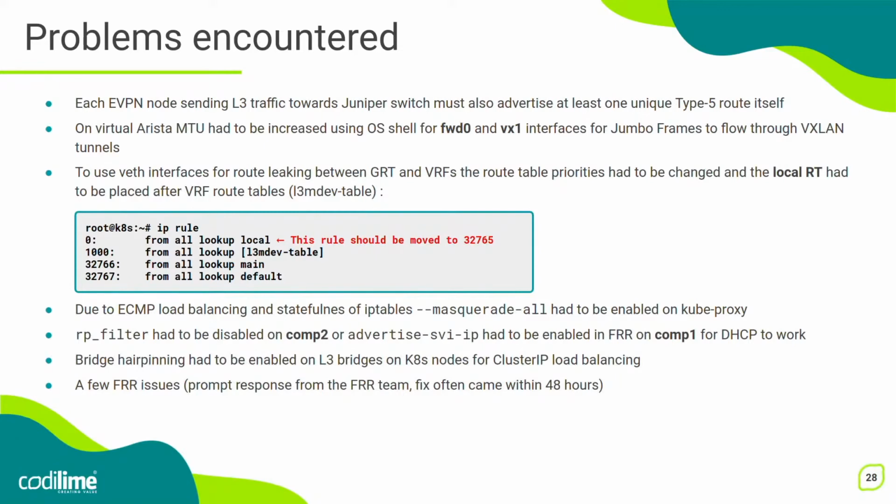When we come to the details, this is understandable and it is easy to explain. However, we have to discover that there is some case of asymmetric routing that is causing packets to be dropped. Bridge hairpinning has to be enabled on layer 3 bridges on Kubernetes nodes. Again, this is required for cluster IP load balancing. Without it, the packet could be dropped.